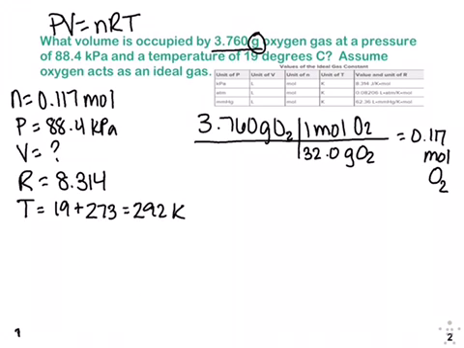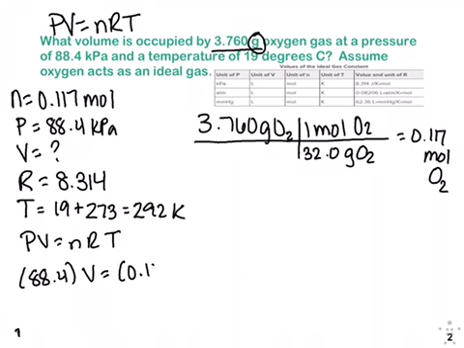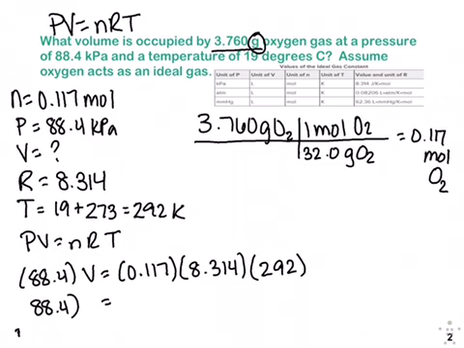And then you can just plug everything into PV equals nRT. So our pressure is 88.4. We don't know volume. n is 0.117. R is 8.314. And then T is 292. So then 88.4 times V equals 285.25334. It is best practice not to round your numbers until the very, very last answer. You'll get the most accurate answer this way.